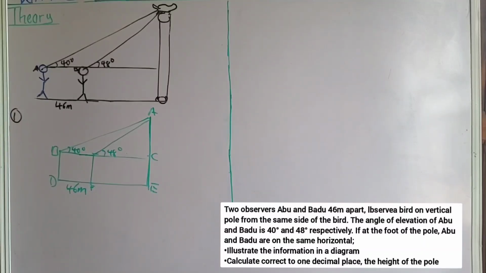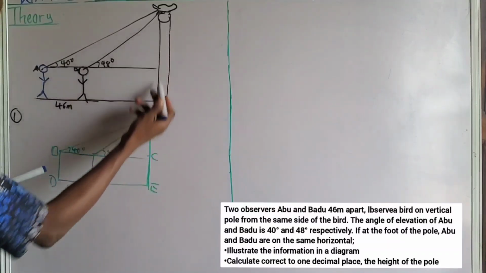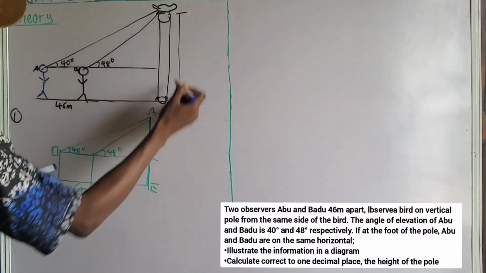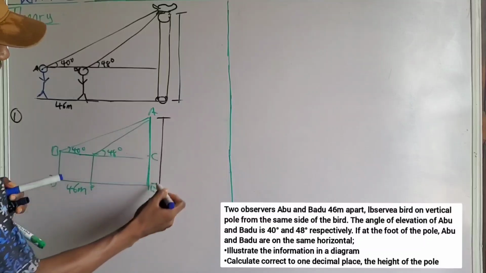Now let's look at the second question. We are asked to calculate, correct to one decimal place, the height of the pole. Now this is the pole, right? Yes, this is the pole. The height of the pole is the distance between this point and this point.